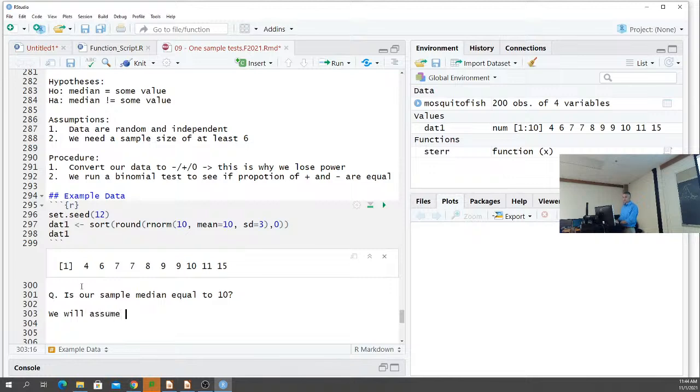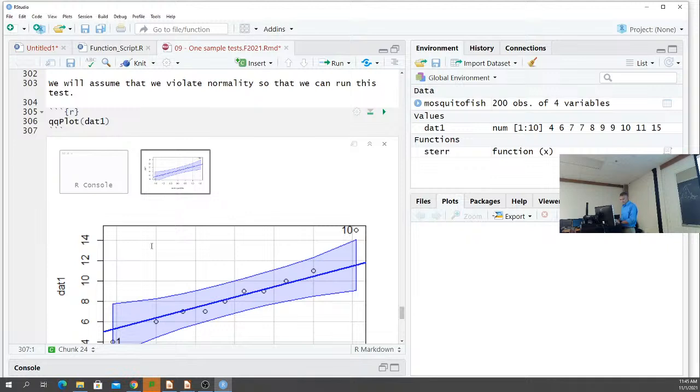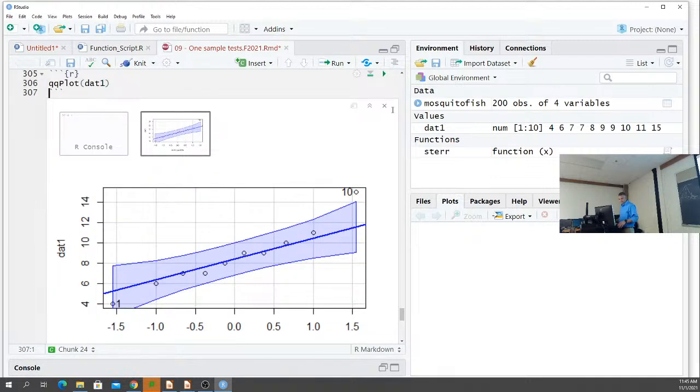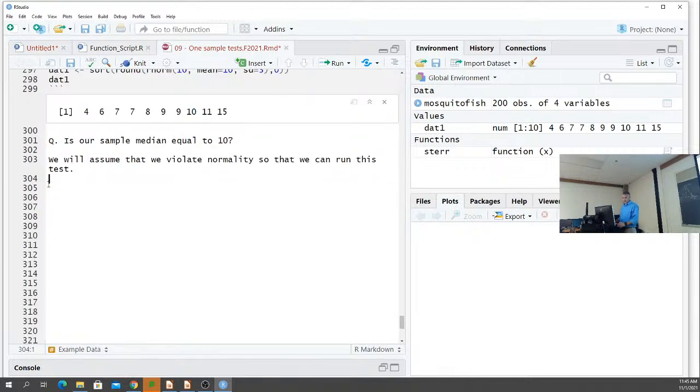We will assume that we violate normality. I don't know if we did or not. Right, so we're going to assume that we violated normality so that we can run this test. I'm just going to check it real quick. Yeah, small sample size. I'd say it looks normally distributed, but we'll just make the assumption that we violate normality so that we can run the test.